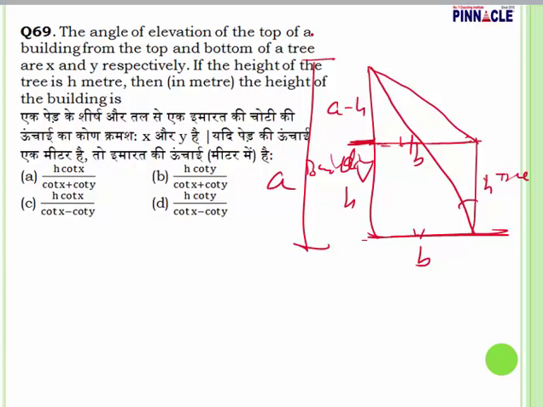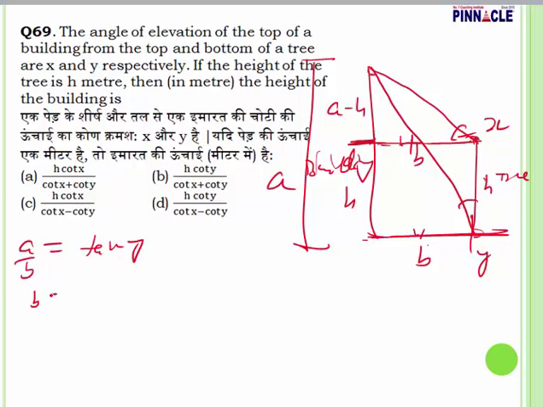Now what is the question? Angle of elevation of a top of a building, from the top and bottom of a tree are respectively X and Y. Top X and Y bottom. If the height of the tree is h meter, then the height of the building would be, height of the building means we have to find the value of A. See, from this, A minus H, and A divided by B is equal to tangent Y.